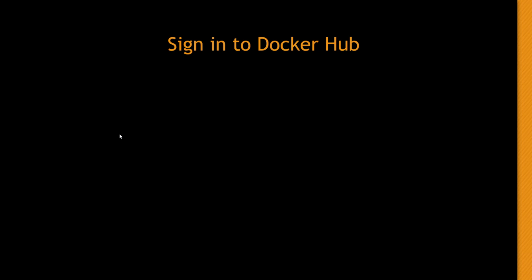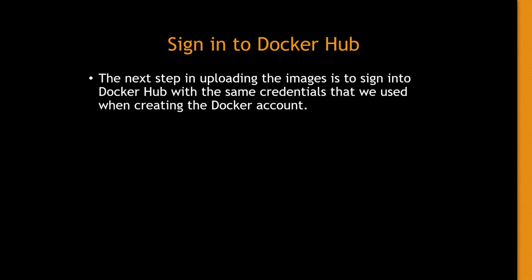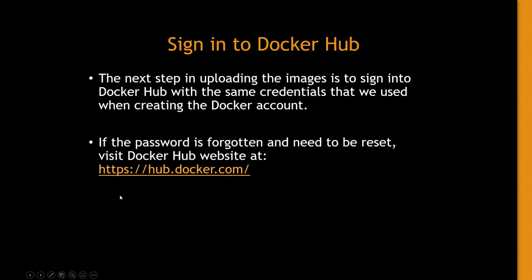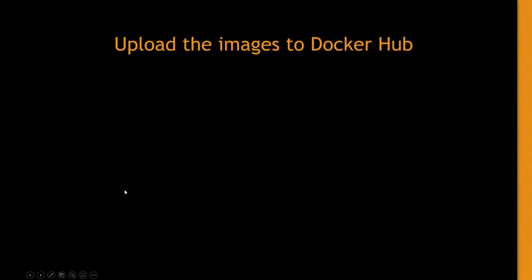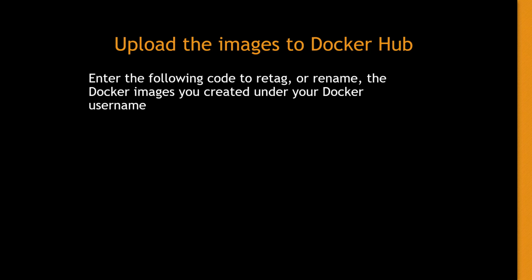Now next we will sign into the Docker Hub account. Okay, so the next step in uploading the image is to sign in to the Docker Hub account with the same credential that you used when creating the Docker account. And if you have forgotten the password and it needs to be reset, then you can visit this URL https://hub.docker.com.